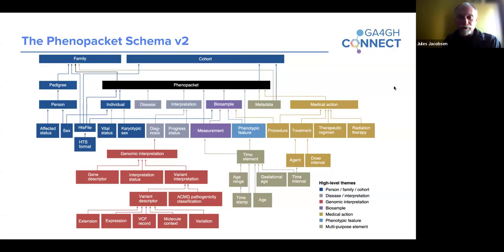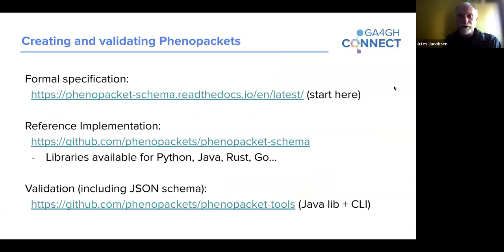So if you move on one more, conscious we've not got a lot of time here, I'm just going to rattle through some links of where you can find things. If you don't know about the formal specification of the Phenopacket, you can find that on the Read the Docs site, phenopacketschema.readthedocs.io. Start there if you don't know anything, or if you do know things, keep going back there, because that's where it all is really well defined.